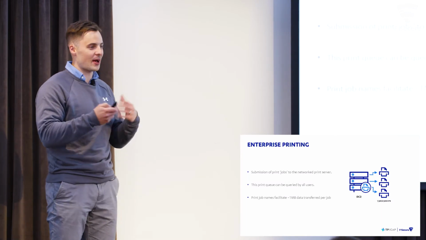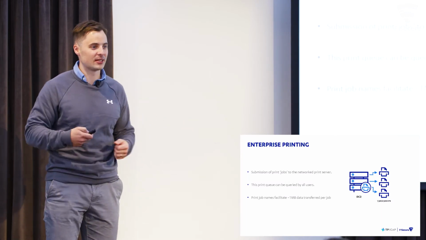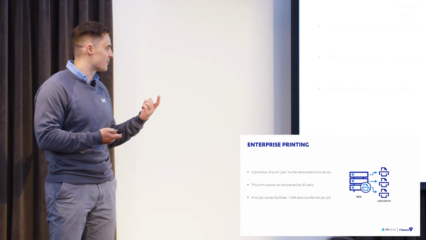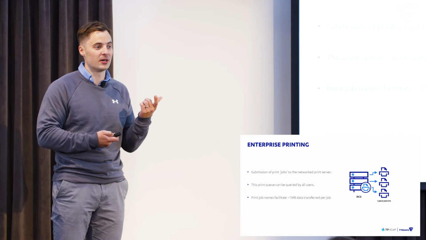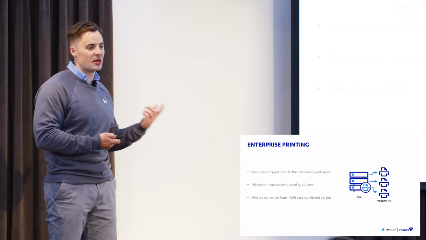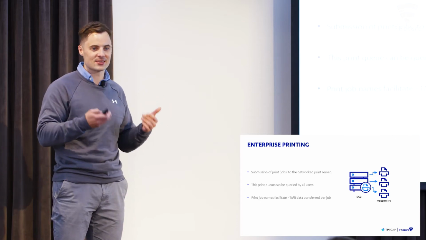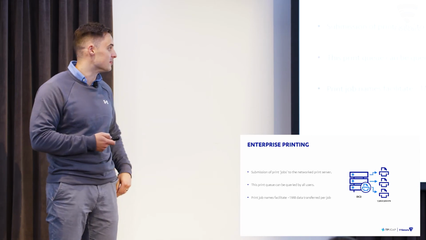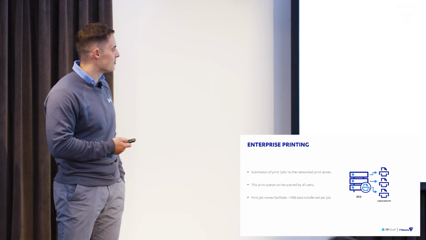Basically, you'll know that you have network printers that you should be able to connect to and submit print jobs to. Well, what you can do is, because for some reason a print job name allows 1 megabyte of data to be stored in it, you can submit a print job with C3's data stored in the print name. And you can use the print queue as your C2 medium. So it's quite basic, but fun.